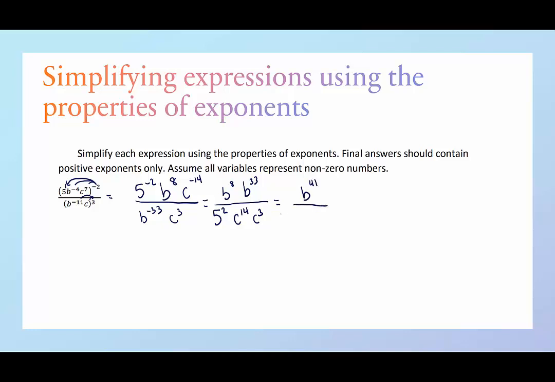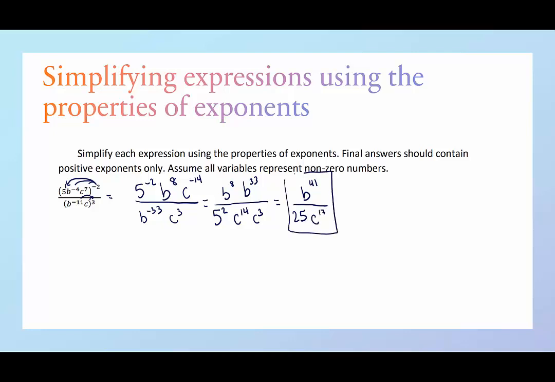In the denominator, we'll clean up the 5 squared, that becomes 25. And c to the 14th times c cubed, that's also same base multiplication. It's just taking place in the denominator, but that's okay. We're still going to add the exponents, and we do get c to the 17th.